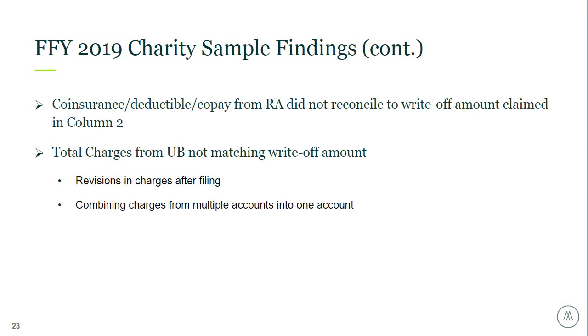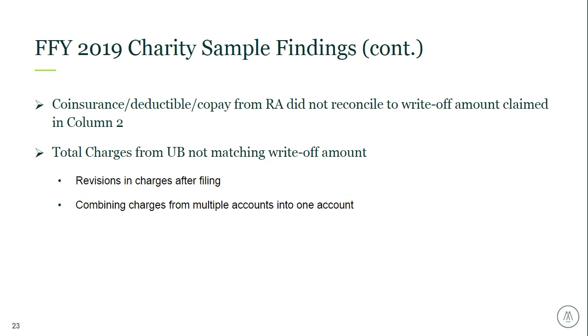So moving on to additional sample findings as it relates to insured charity, after reviewing remittance advices and EOBs, the charity care write-offs were determined at times to include insurance denial charges, non-covered charges, or even limited benefit charges that could have been reported in the uninsured column. The S10 instructions state for insured patients, you should only be claiming co-insurance, deductible, and copay for column 2.